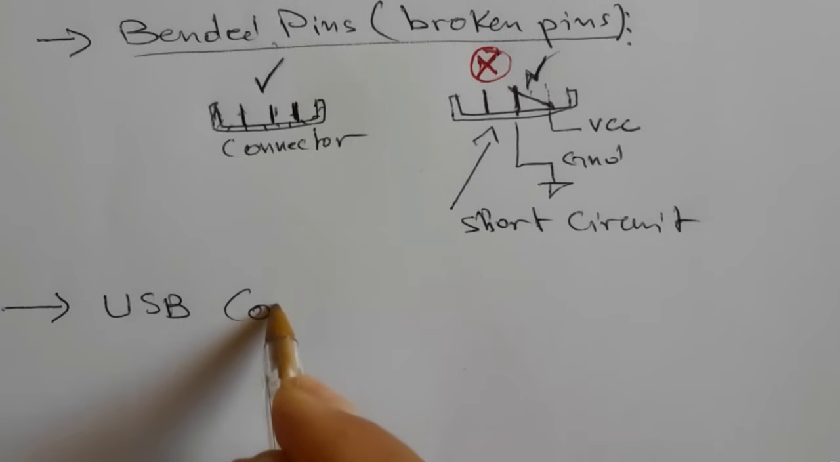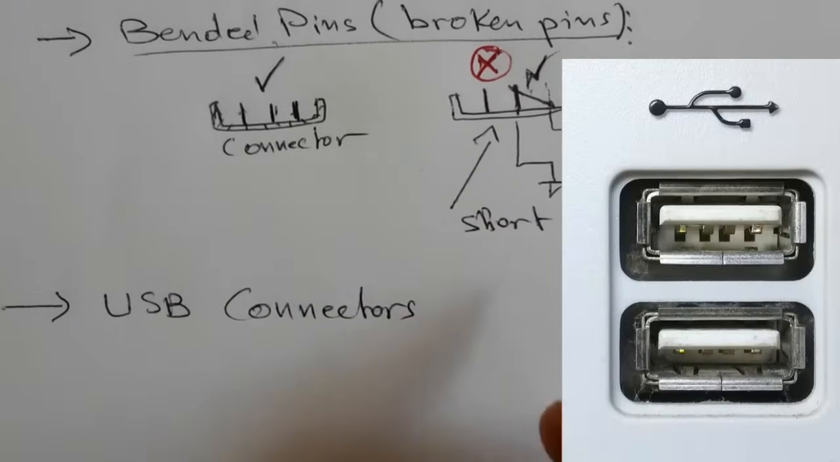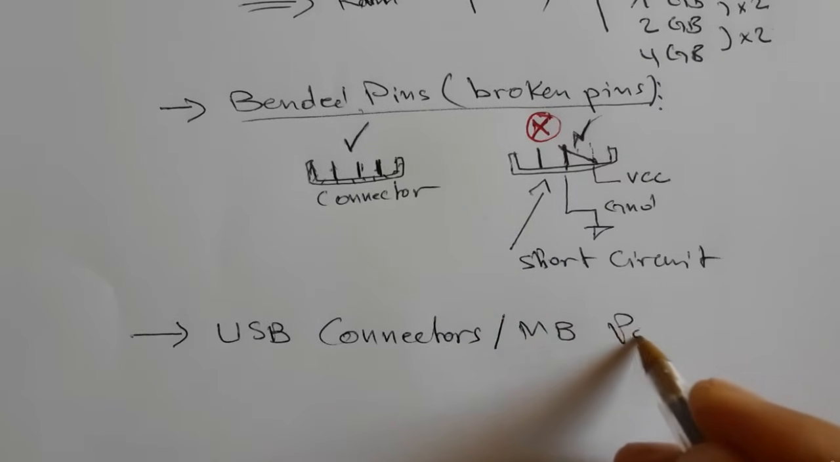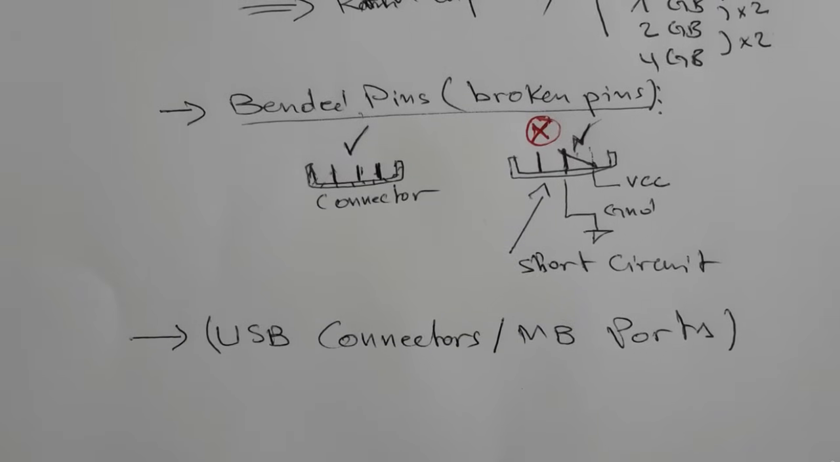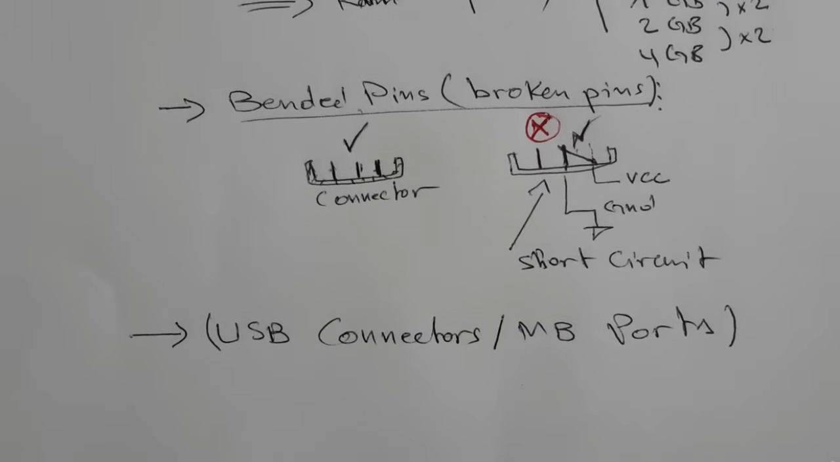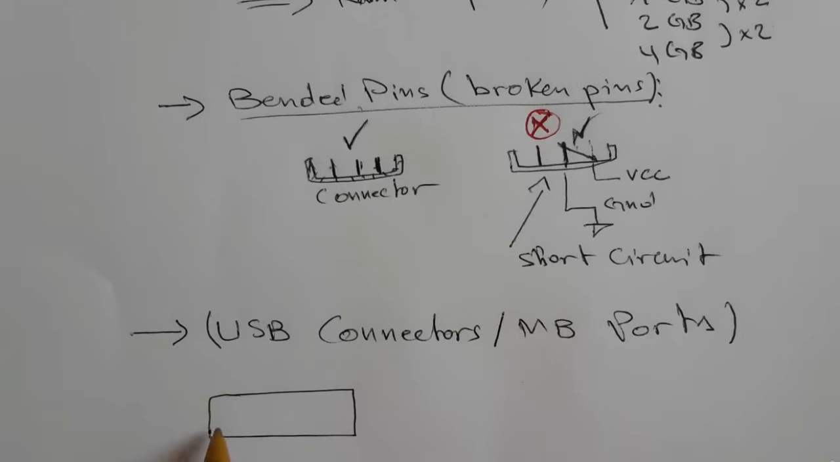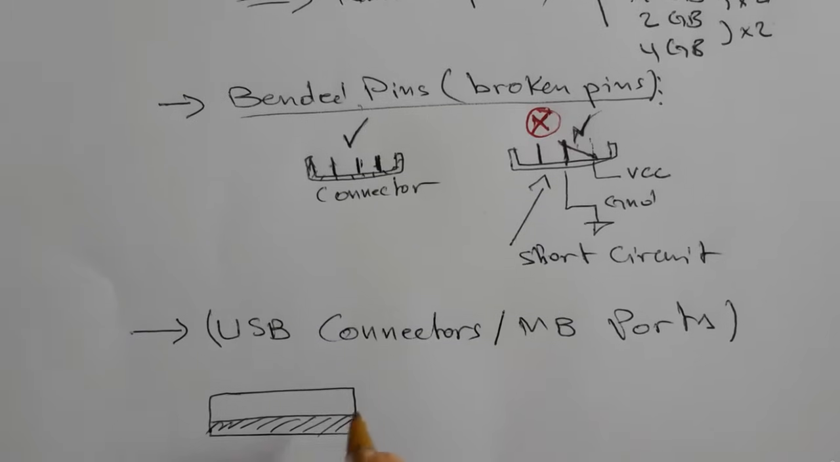So let's move to the next fault, the USB connectors. The same working principle as the bended pins. The USB connector also can be broken or can have a bended pin inside it. Of course, this applies to USB connectors and other motherboard ports; the same working principle holds for all the ports in the motherboard. So let's assume that we have here a USB connector. This is just a symbol.